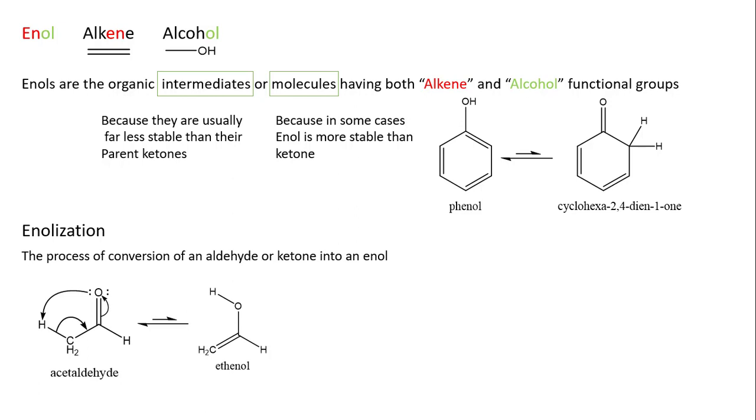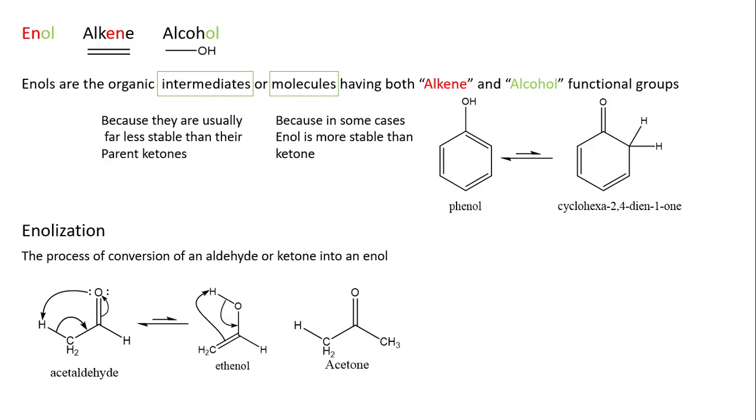This enol can be reverted back to the ketonic form or the aldehydic form. So what is going to happen here is the carbon-carbon bond will be shifted to the hydrogen which is attached to the oxygen, and the oxygen-hydrogen bond will be shifted between the carbon and oxygen to revert back the carbonyl group.